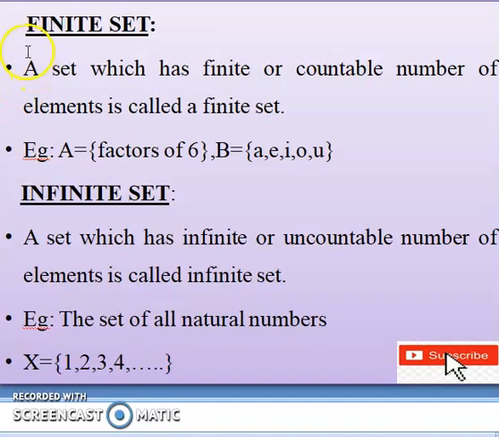Now the next one is finite set. What do you mean by finite set? A set which has a finite or countable number of elements is called a finite set. For example, when the elements end in any set, it is called a finite set. A singleton set is also a finite set.